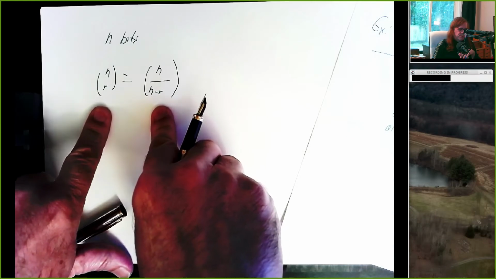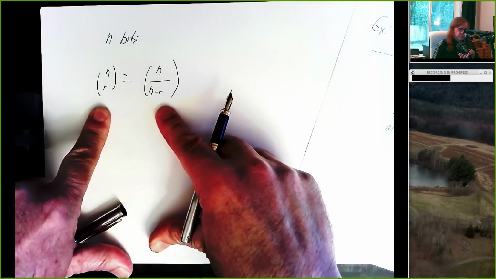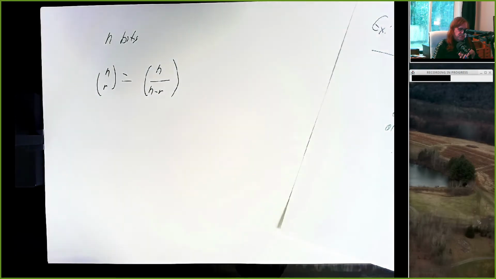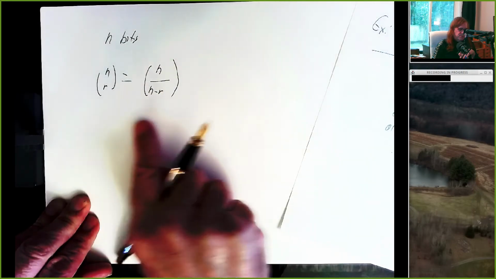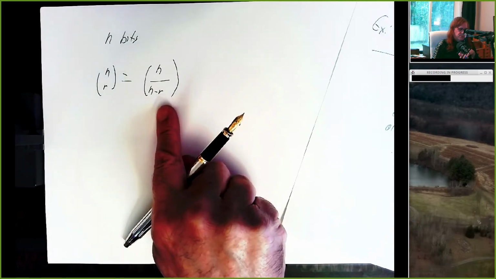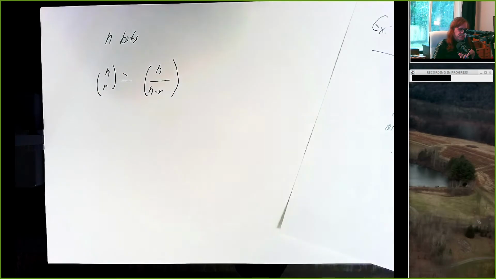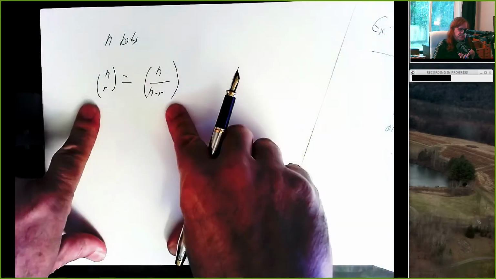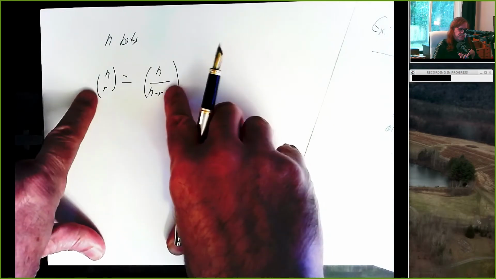And I didn't get it by doing any math. I did it with a thought experiment, an interpretation of this combination function. This is the number of strings with r ones. This is the number of strings with n minus r zeros. Well, an n-bit string with r ones has n minus r zeros. So these are describing exactly the same set of strings, and so the number of those must be the same.